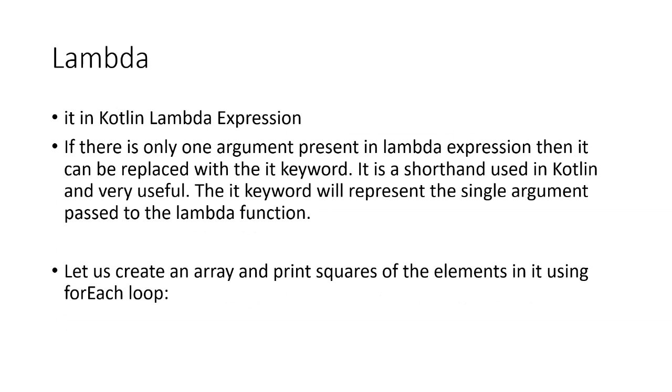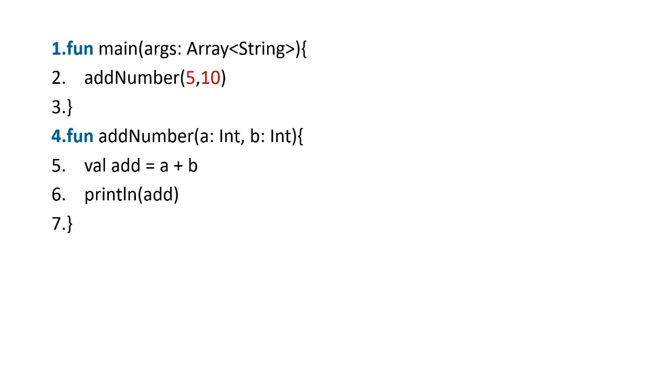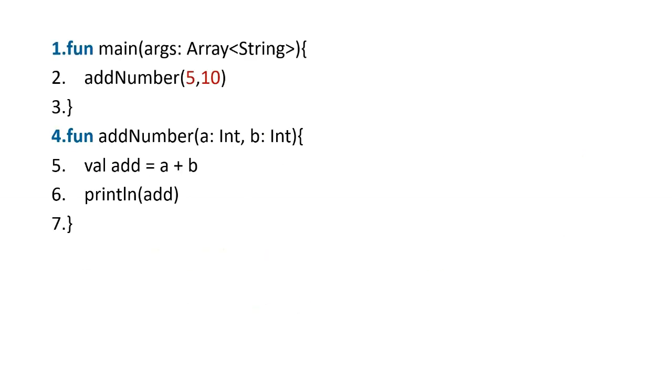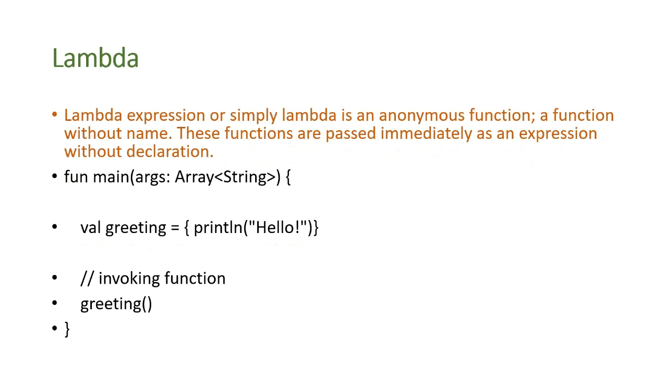If there is only one argument present in a lambda expression, then it can be replaced with the keyword it. It is a shortened use in Kotlin and very useful. The it keyword will represent the single argument passed to the lambda function. If you go for the creation of a loop, you can do that like this. I will also explain how we can use the array one by one. We can explain it practically. So we have to work with these expressions. First we discuss it with the practical, how we can use this lambda and what exactly it is. So let's see.